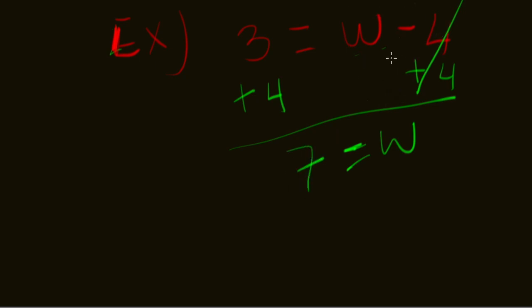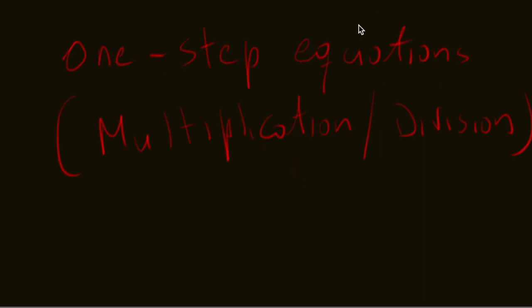Your goal is always to have the variable by itself. Okay, that's when you know you solved the problem. So w is equal to 7. So now we're gonna solve one-step equations involving multiplication and division.